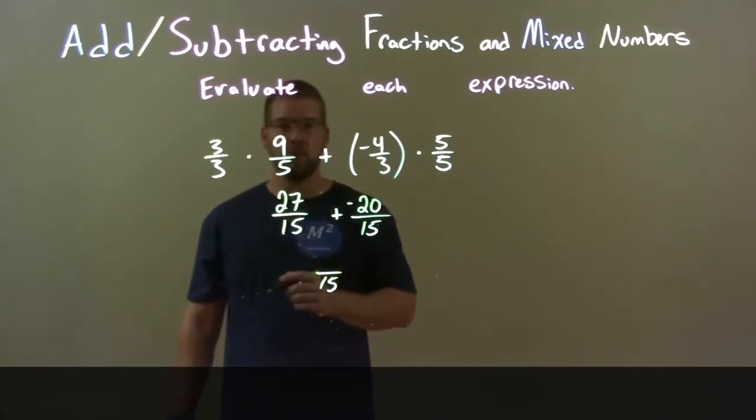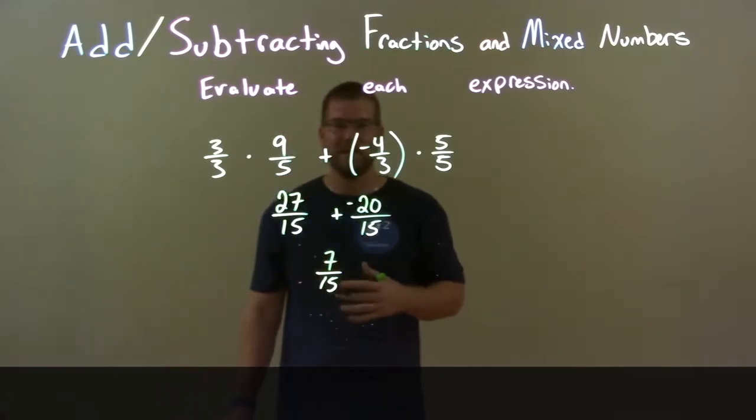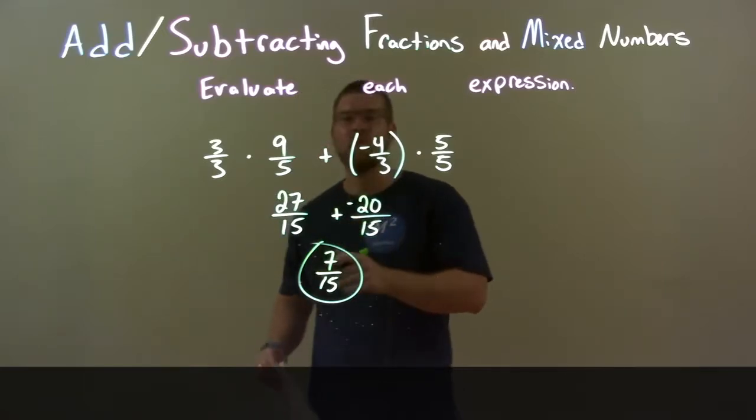All right, now we look at the numerator. 27 plus a negative 20 is just a positive 7. So we have 7/15. That cannot be simplified anymore. So our final answer here is just 7 over 15.